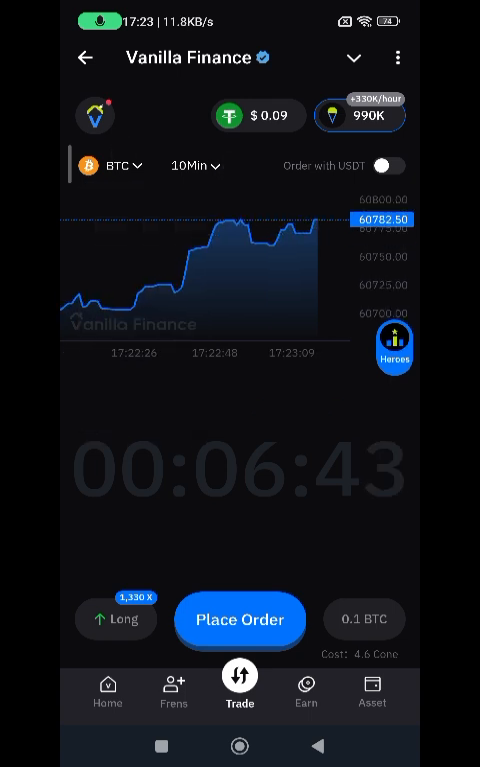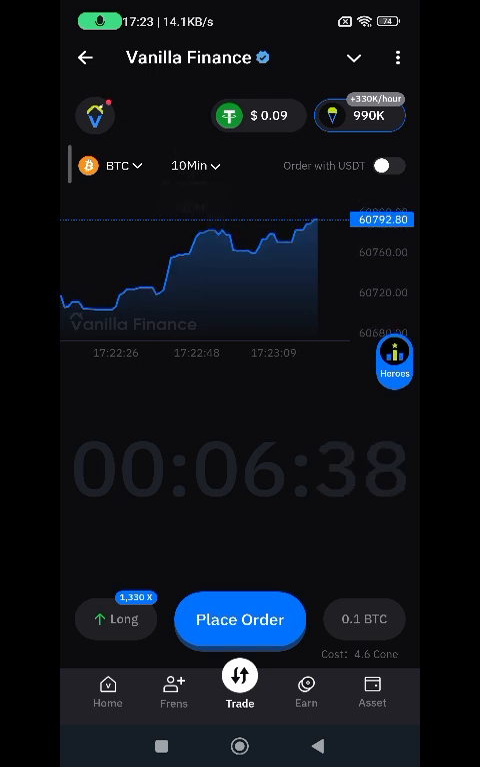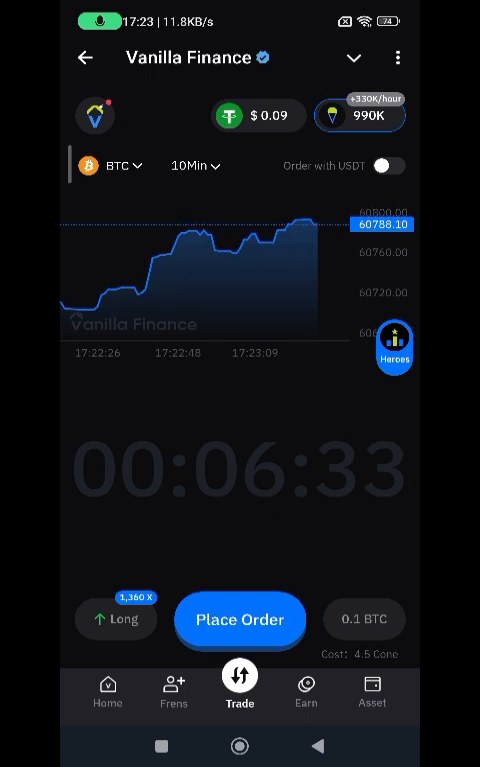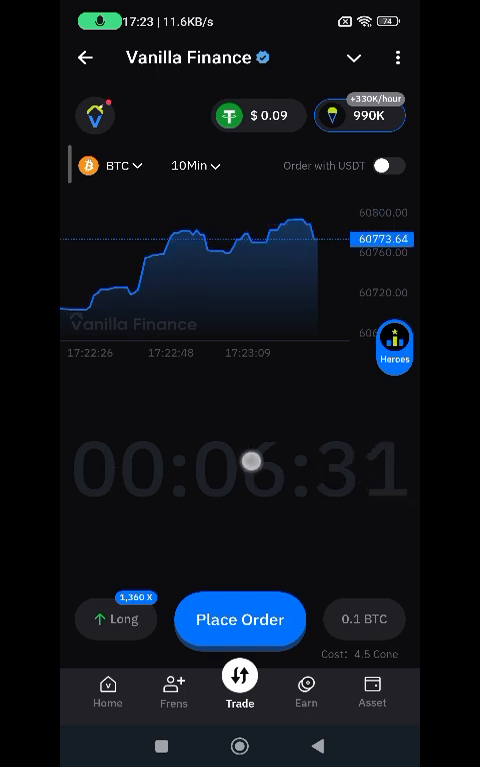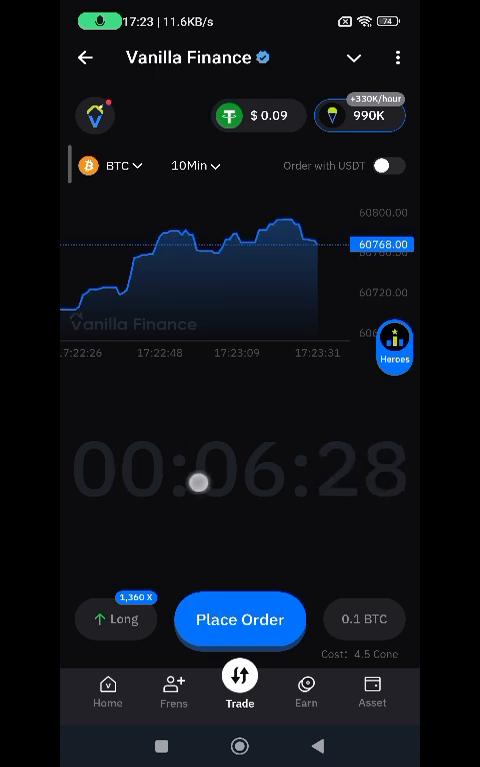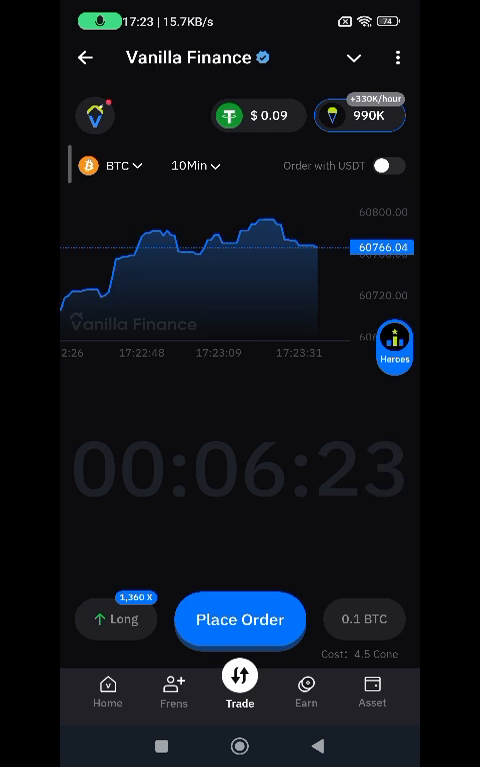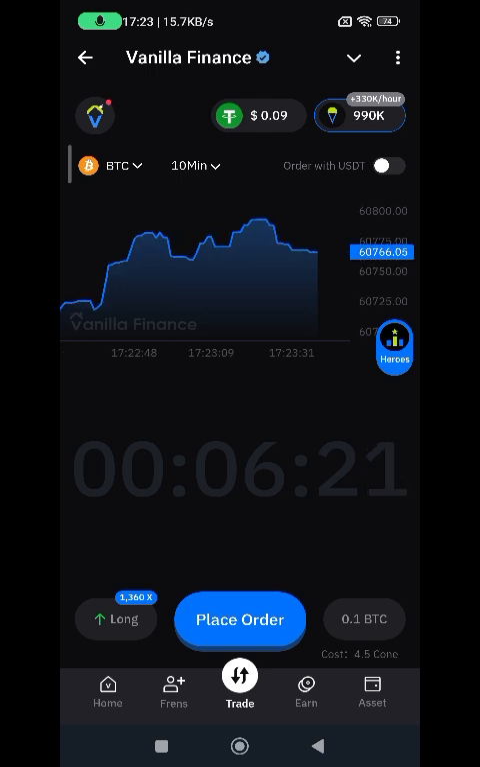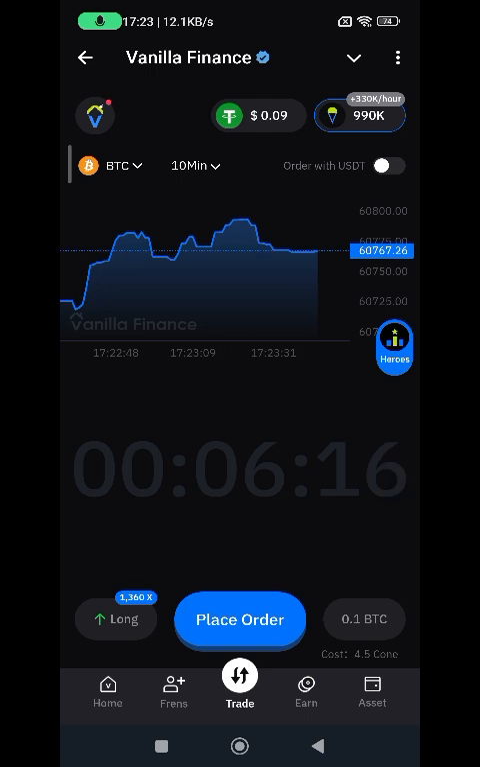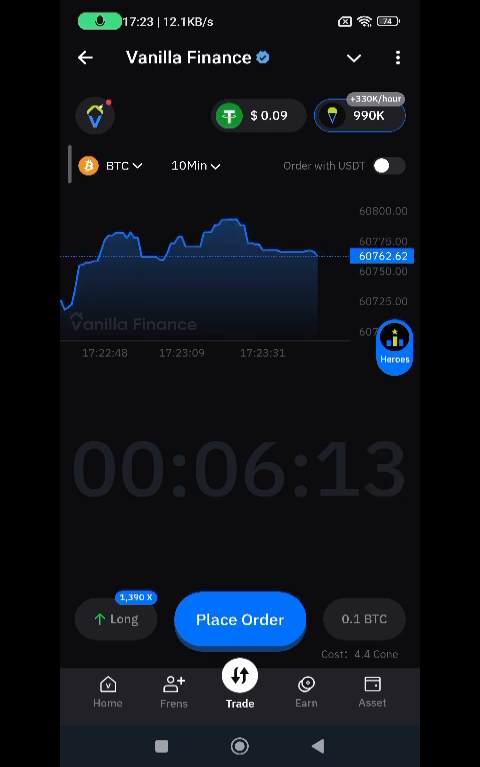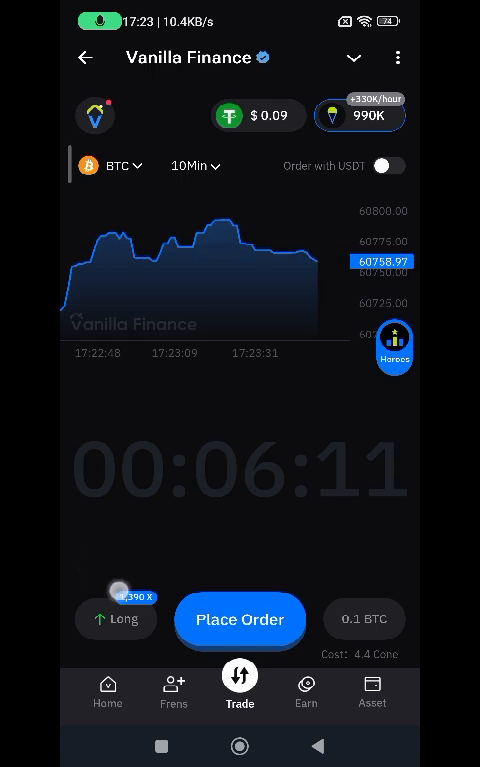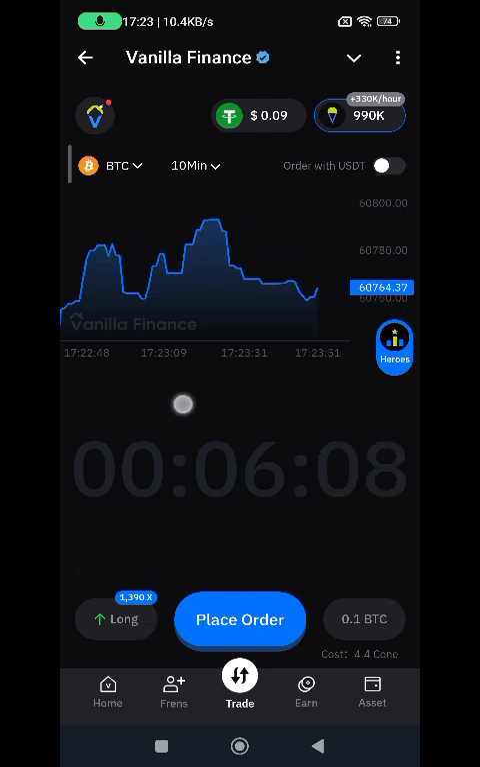And every trade has a trading duration. The trading duration on Vanilla Finance for now, the only trading duration is 10 minutes. If you pay attention to this part of the screen, you realize that it counts down from 10 minutes. From 9 minutes, 59 seconds, 58, 57, down to 000. And then the loop begins again.